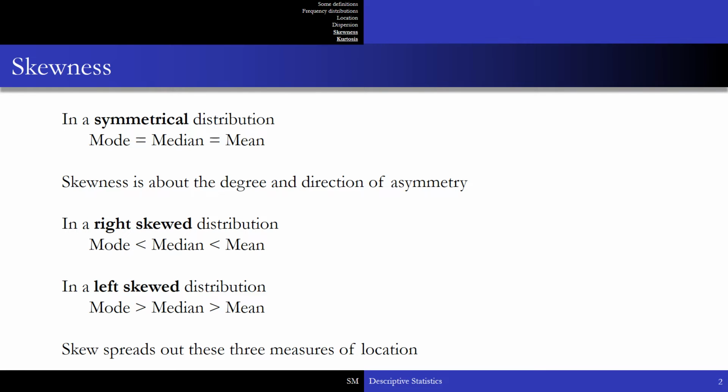There are some relationships between the mode, the median, and the mean of a distribution. In a symmetrical distribution, the mode is equal to the median is equal to the mean. Skewness is about the degree and direction of asymmetry. In a right skewed distribution, the mode is less than the median and the median is less than the mean. In a left skewed distribution, the mode is greater than the median and the median is greater than the mean. The skew spreads out these three different measures of location.